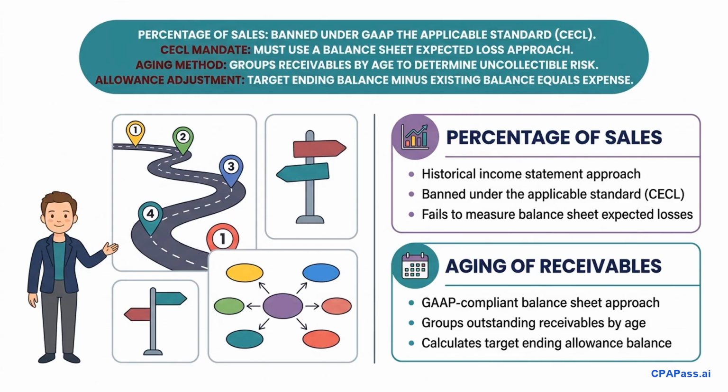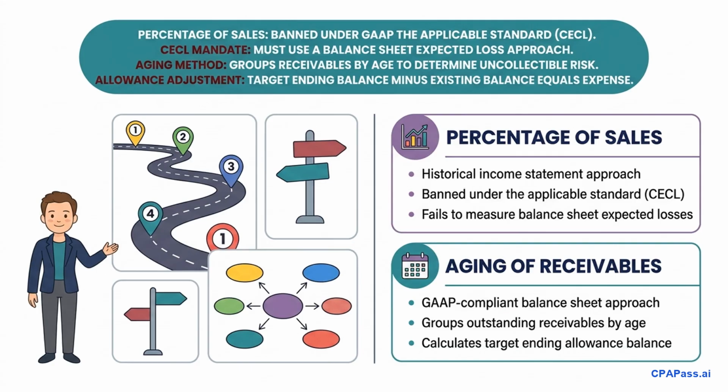Historically, companies use two approaches to estimate bad debts: the percentage of sales method and the aging of receivables method. However, under the applicable standard, also known as the current expected credit losses, or CECL standard, the percentage of sales method is no longer permitted under US GAAP. This income statement approach is banned because it fails to measure the actual expected credit losses of outstanding receivables at the balance sheet date. Instead, GAAP now requires a balance sheet approach, such as the aging of receivables method.